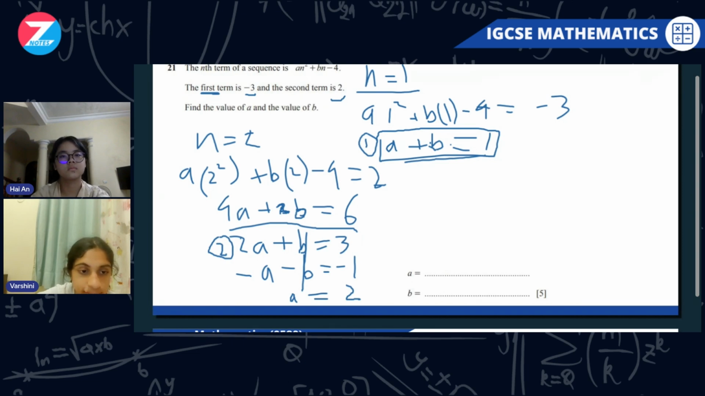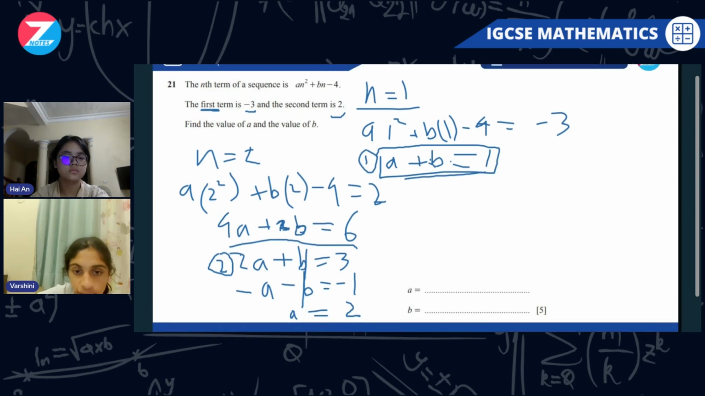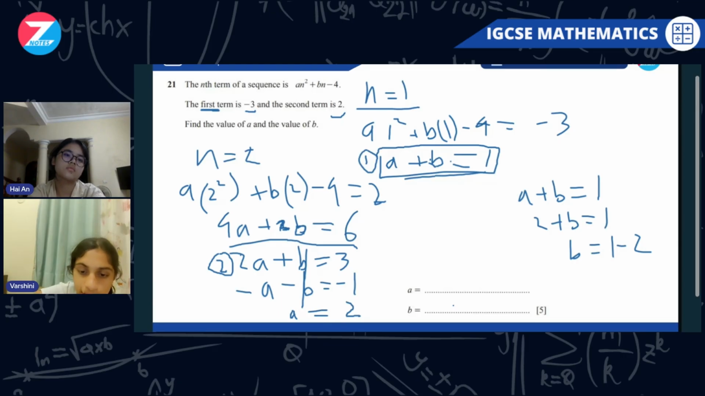Now to get b, we know we can use any of the equations that we found. We know a plus b equals 1, and we know a is 2. So we can say 2 plus b equals 1. Now let's just move 2 to the other side to find b. b is going to equal 1 minus 2, and that is nothing but minus 1. So b is minus 1 and a is 2.